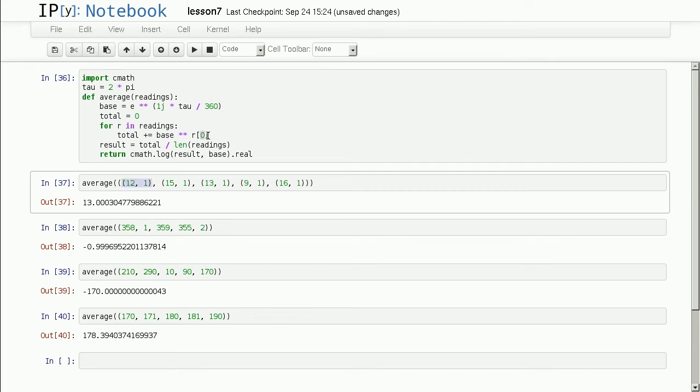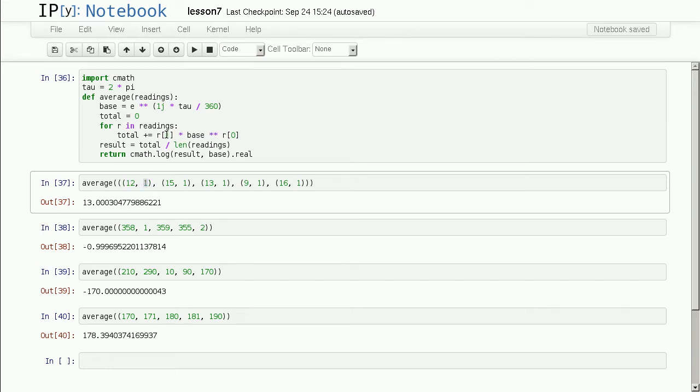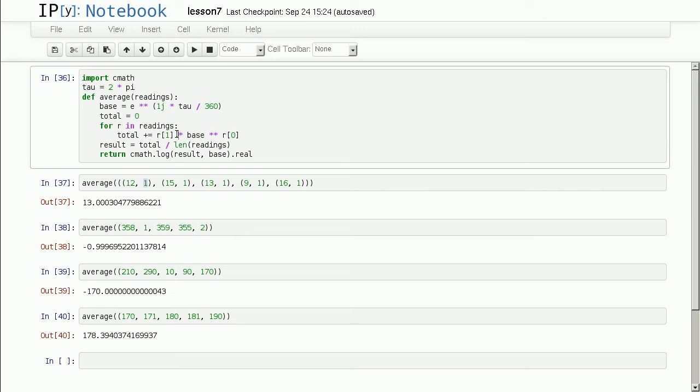So r0 is this 12 degrees. And then I'm going to multiply this base by r sub 1, which is the second number. r1 is the second number in a reading, and that's the speed. So notice what I'm doing is I'm just multiplying or scaling this number in the complex plane. I'm scaling that vector by the amount of speed. So I'm increasing its distance from the origin if the speed is high, or I'm reducing its distance from the origin if this number is low.